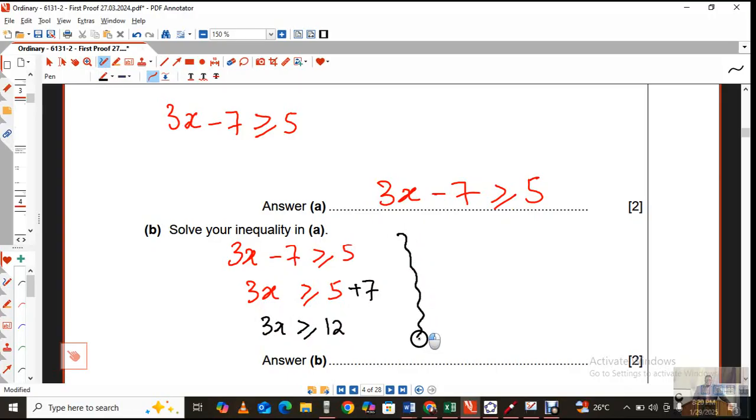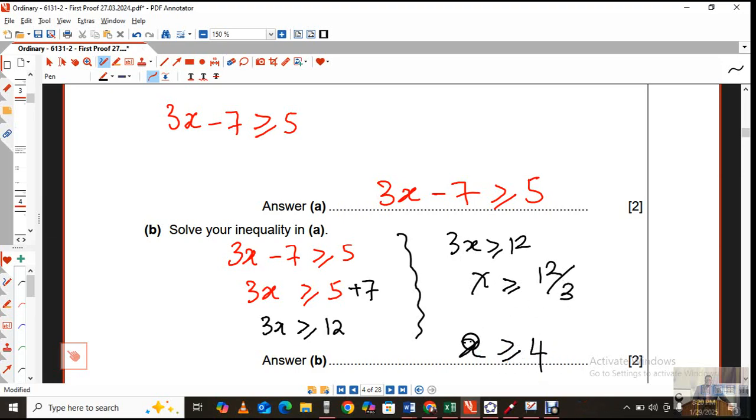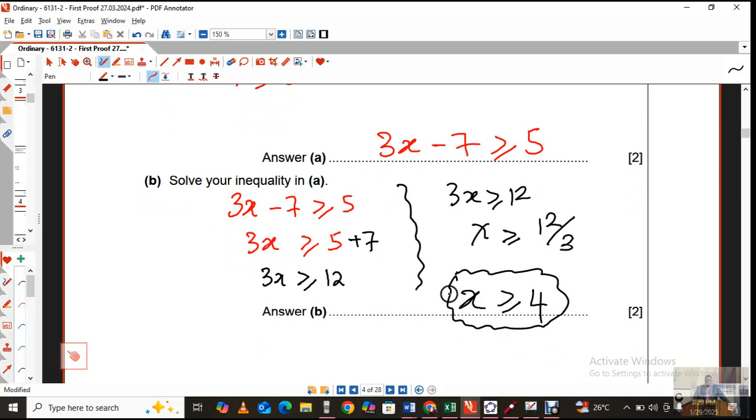Right, this eventually becomes 3x. Let me just go ahead and write it, 3x greater than or equal to 12. Then x will be greater than or equal to 12 divided by 3. So if this 3 was a negative, then this inequality sign would reverse. But since it's positive, no need for that. So the final answer will be x is greater than or equal to 4, because 3 goes into 12 4 times. And your answer must be an inequality like that, not an equation. Don't put an equal sign.